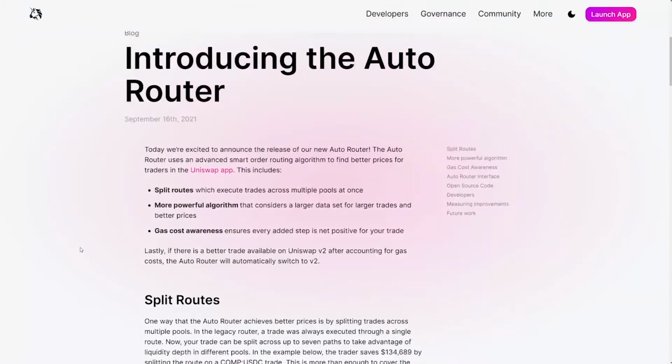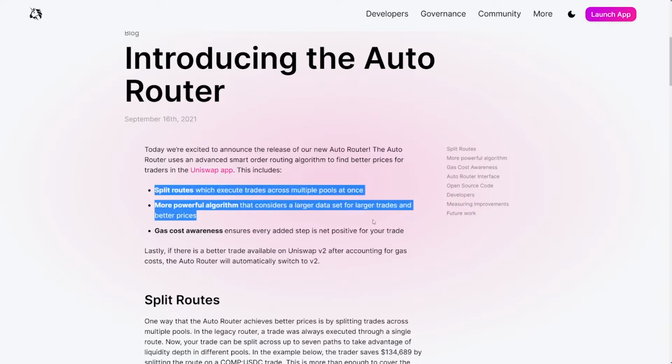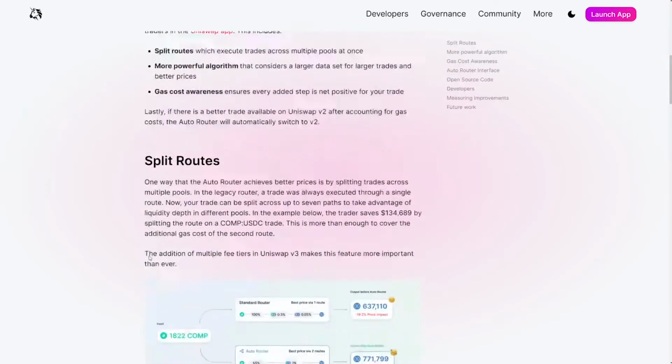So this new feature is especially useful in the new version 3 of Uniswap, which has been announced sometime in March 2021, and it adds those 3 new features, so we'll check out those in more detail.